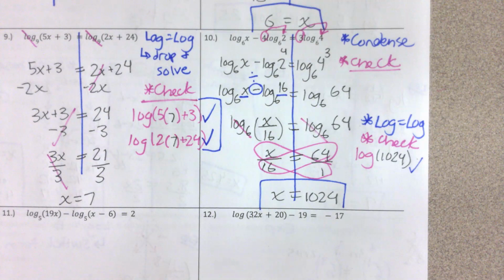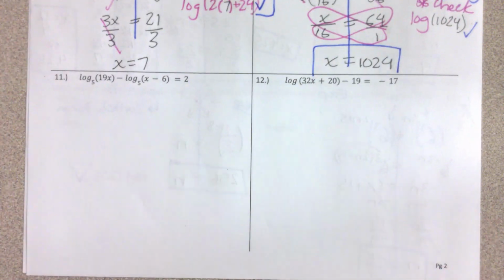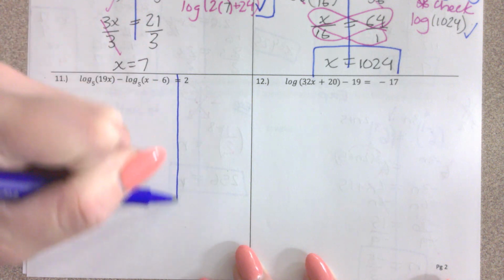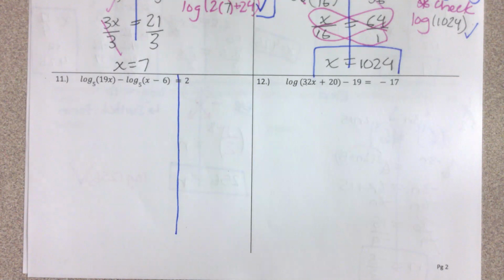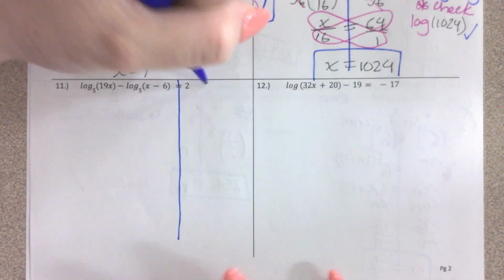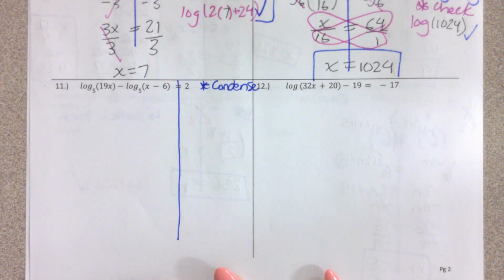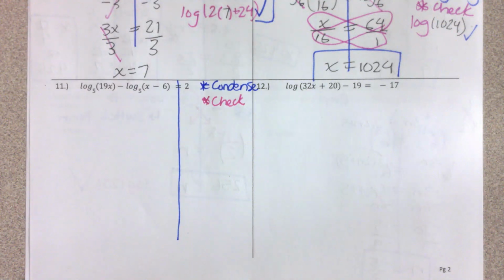All right, next is number 11. Log base 5 of 19x minus log base 5 of x minus 6 equals 2. So, first and foremost, we know we have multiple logs on one side. We can't have that. So this is going to be another condensing one. And when you condense, you have to check. They go hand in hand. So, I'll get back to that later.